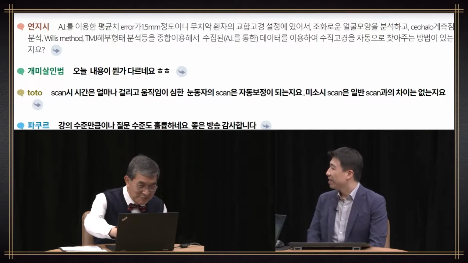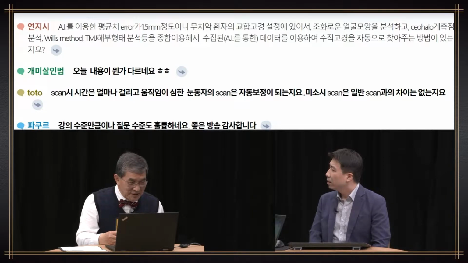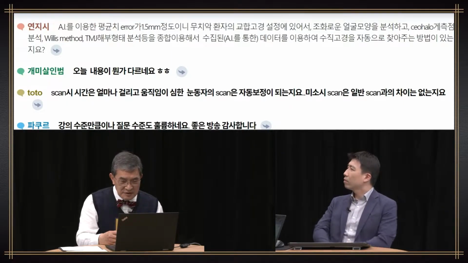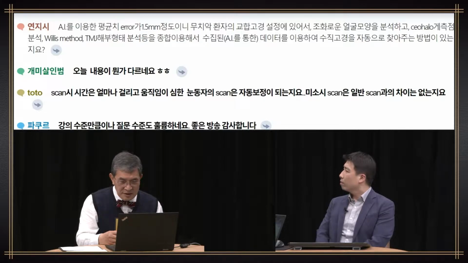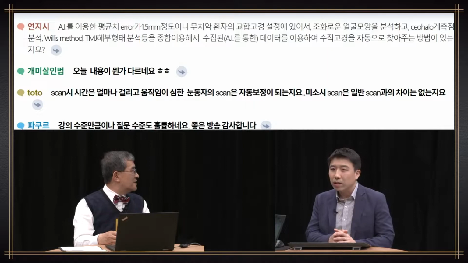ID and killer: Today's topic is somewhat different. ID Toto: How long does it take to scan? And in the case of eyes with a lot of movement, is it automatically adjusted? What is the difference upon scanning between the patient smiling and in a normal state?